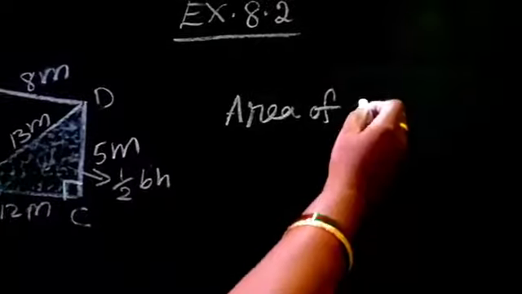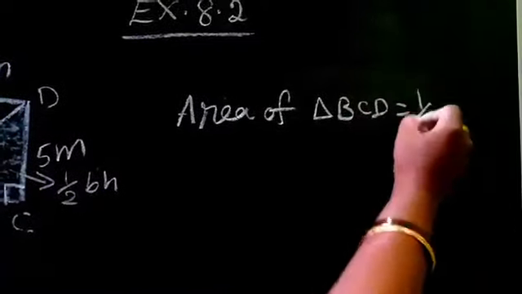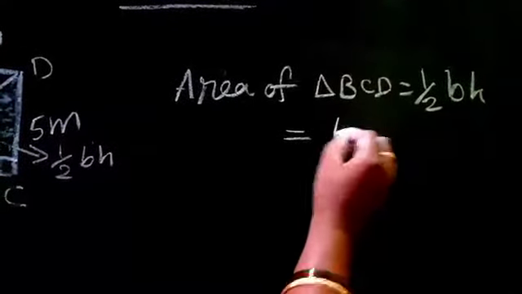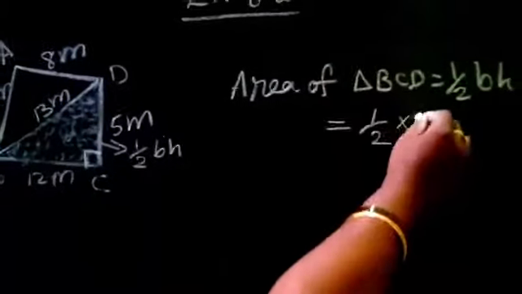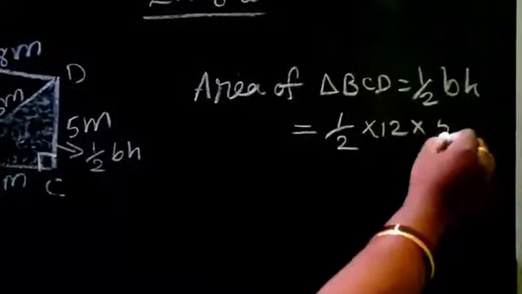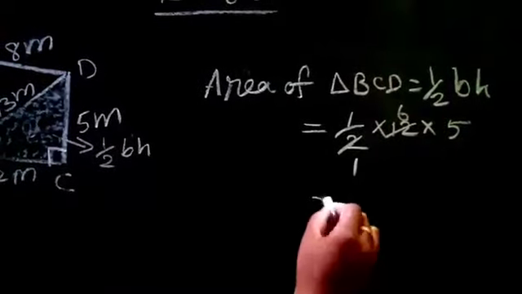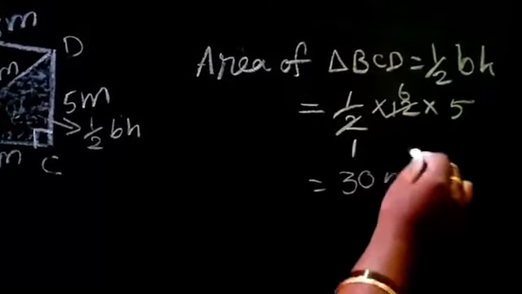The formula is half into base into height. So here half, base is BC, it is 12, height is CD, so it is 5. So 1 by 2, 6 2s are 12, so 6 5s are 30 meters square.